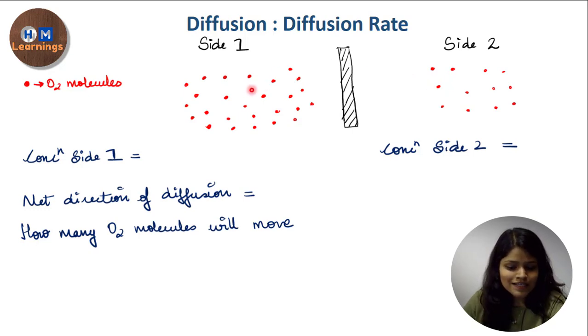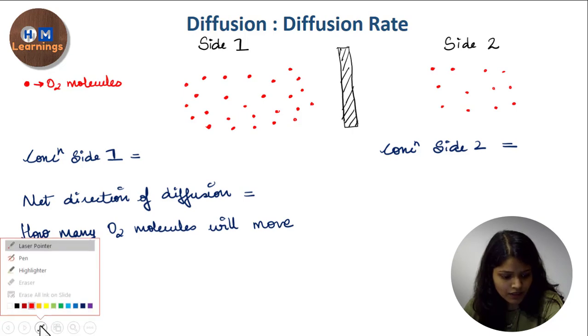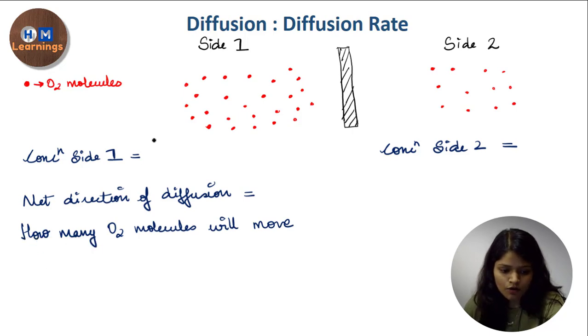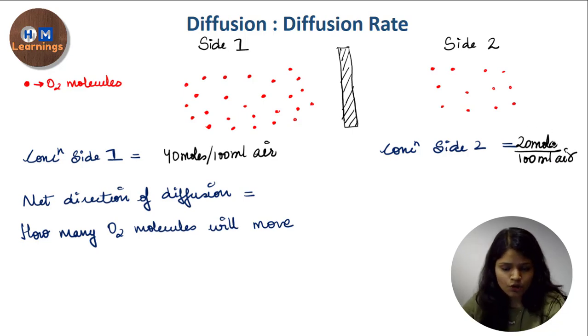You can see that there is a difference in the concentration of the oxygen molecules on side 1 and side 2. Let us take the example that the concentration of oxygen on side 1 is 40 moles, present in 100 ml of air, and on the other side, also 100 ml of air, 20 moles of oxygen are present. You can take the value in moles, or in grams, or in molecules also. It depends upon the mole concept, so you can take either of them, they are interchangeable.